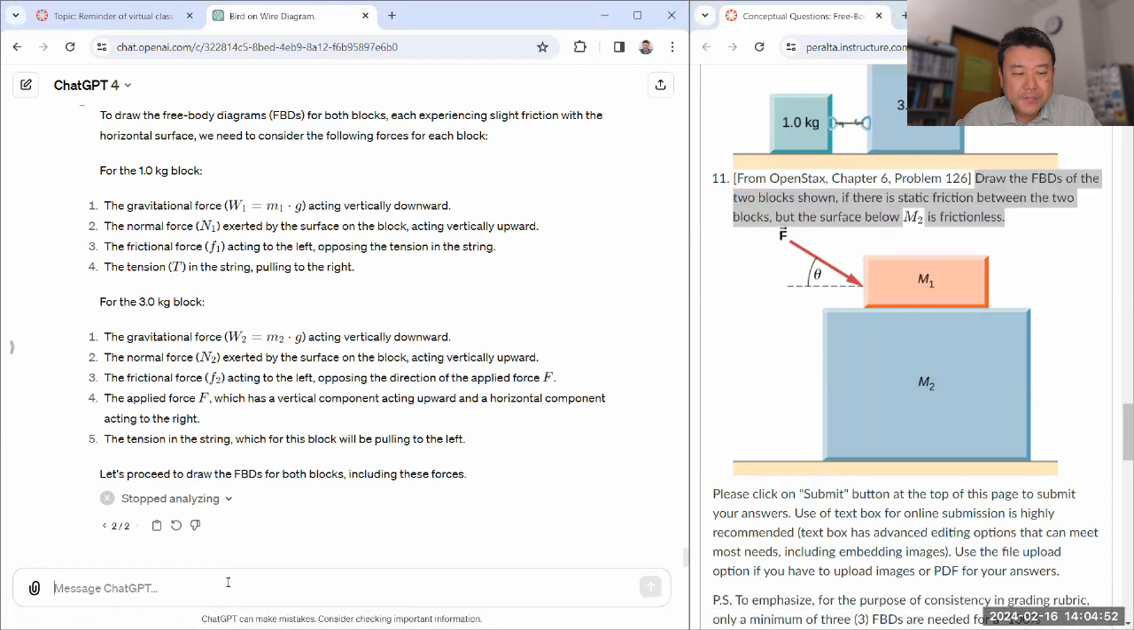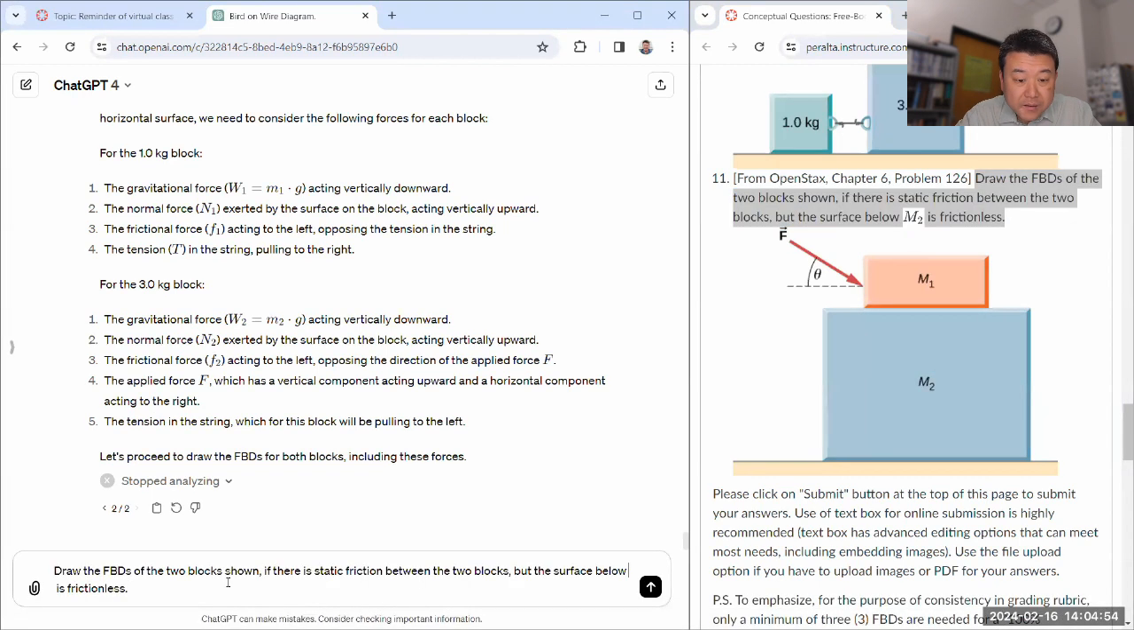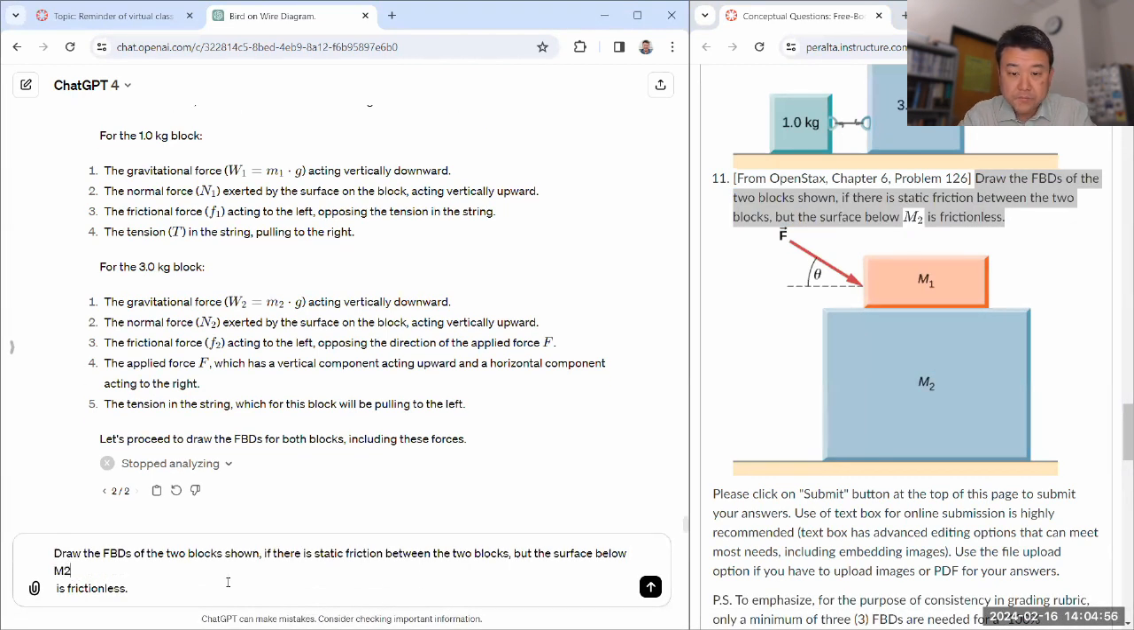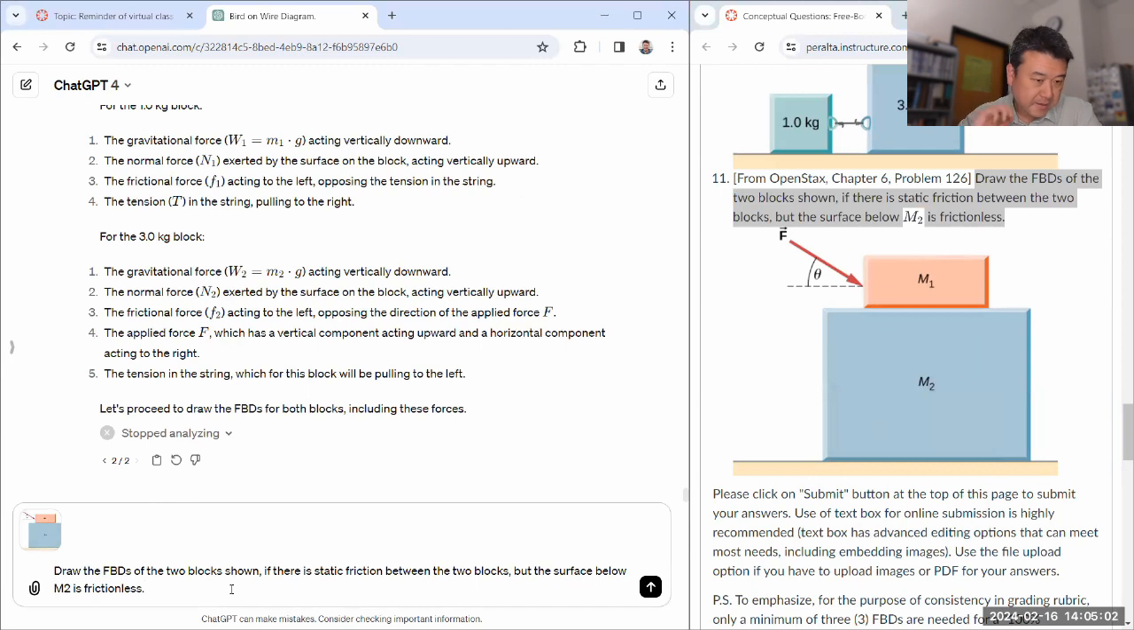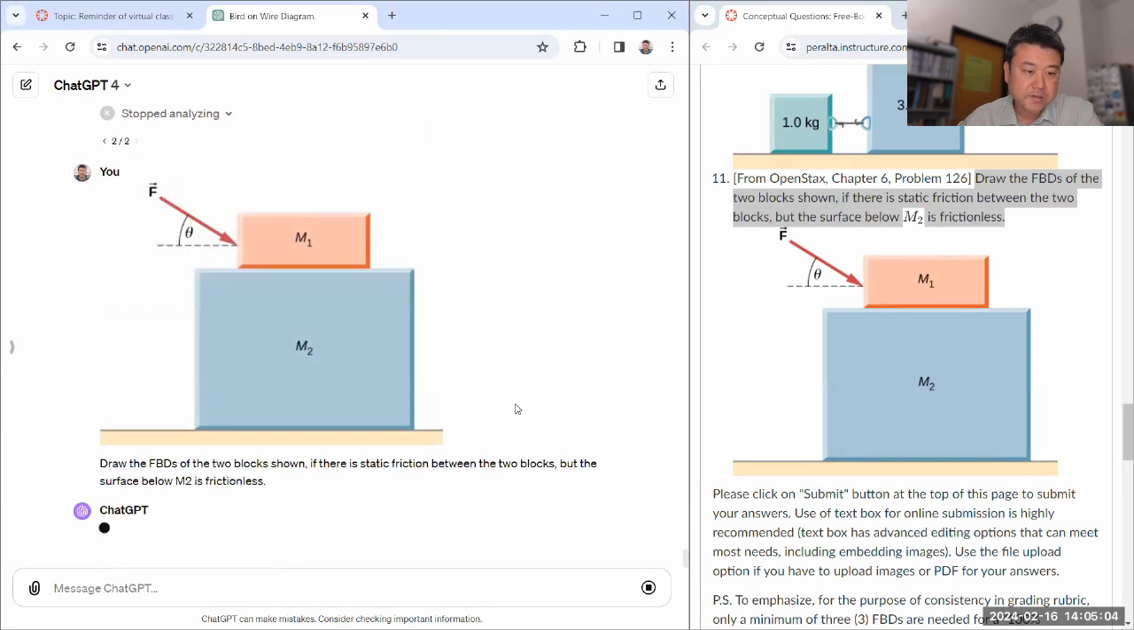I don't think that's going to paste well. I've got to, if the surface below M2 is frictionless. Well, I can at least see the description and see if it's close. So here, again, it's a Newton's third law problem. You've got to get the force of interaction between the two blocks right. Let's see if it does get it right.